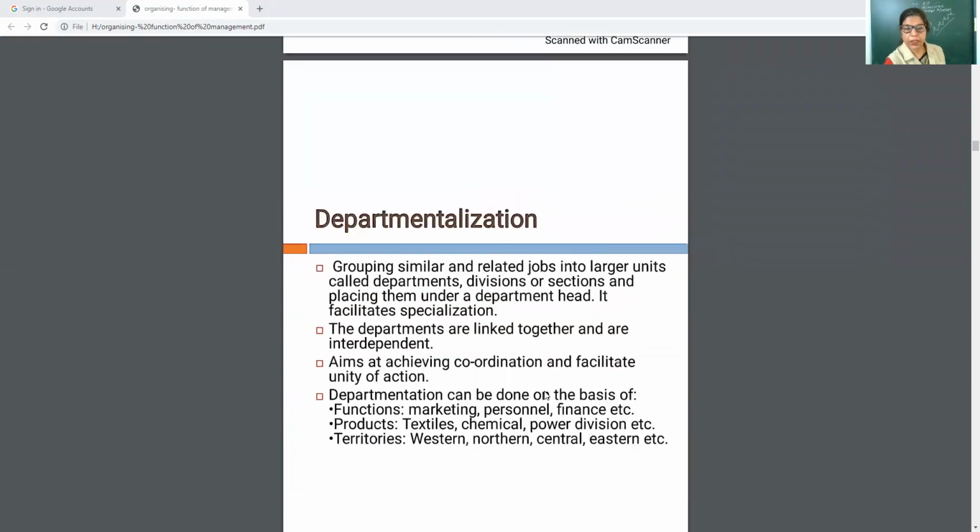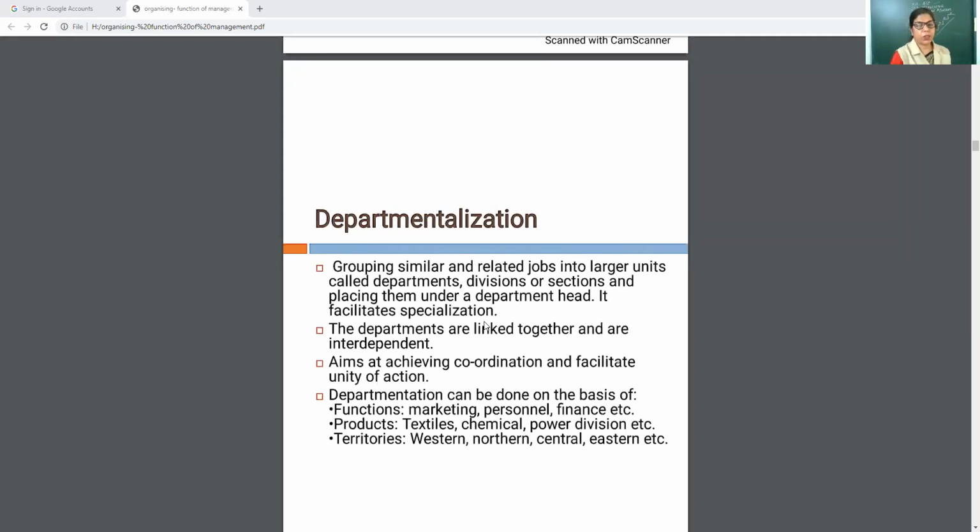Now next is departmentalization. What is departmentalization? Similar activities should be grouped together, like in the school also: commerce department, science department. They are doing similar activities. Same in the organization, like purchase department, sales department, marketing department, finance department. So departmentalization means grouping similar and related jobs into larger units or departments, also known as divisions, sections, and placing them under a department head. It facilitates specialization.